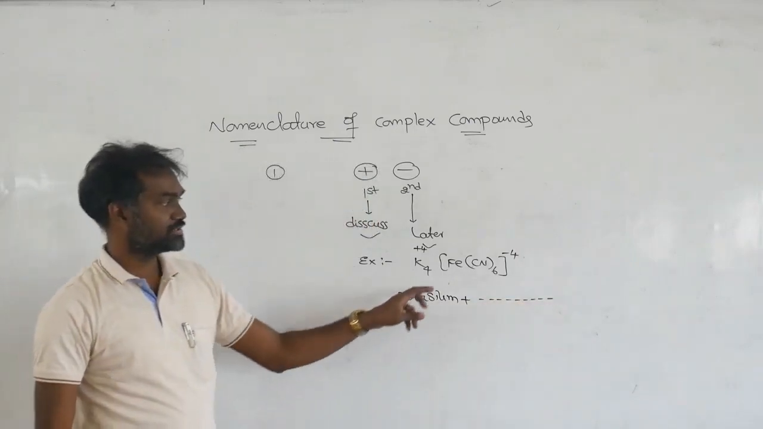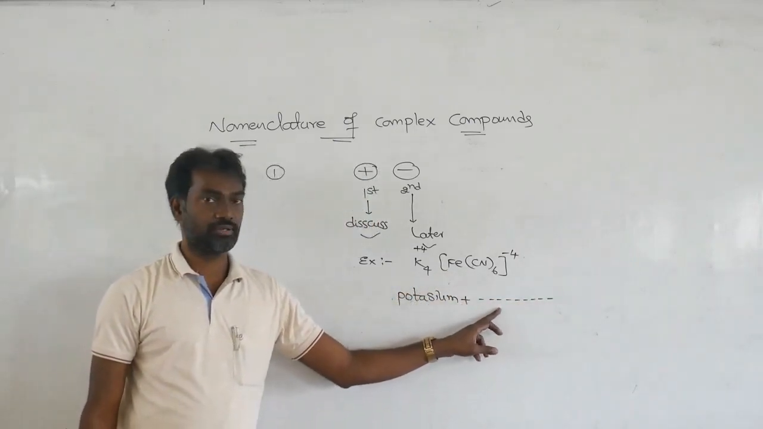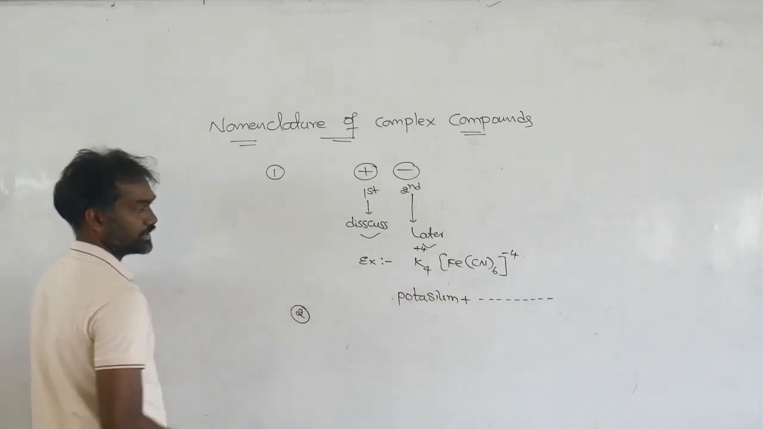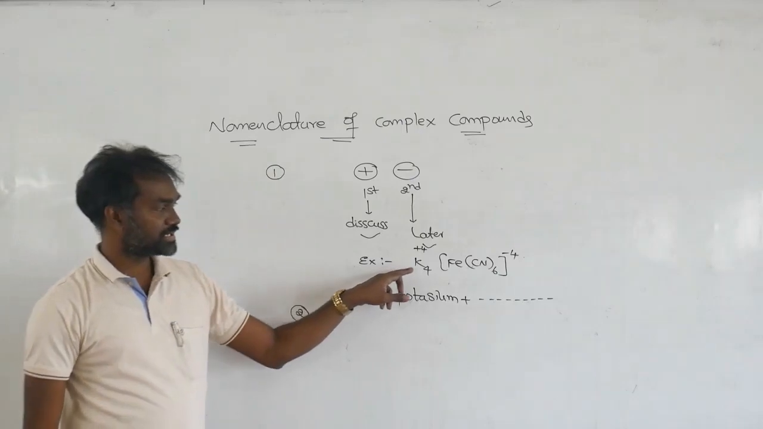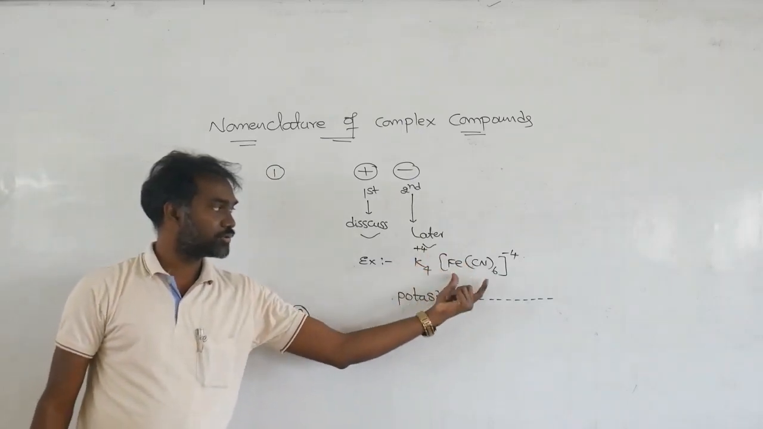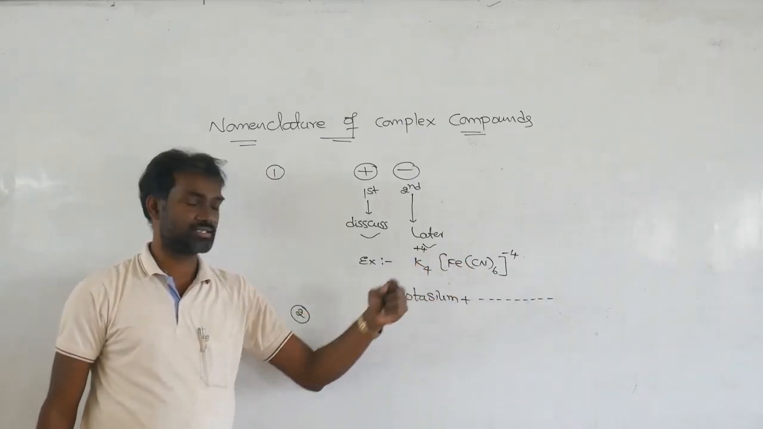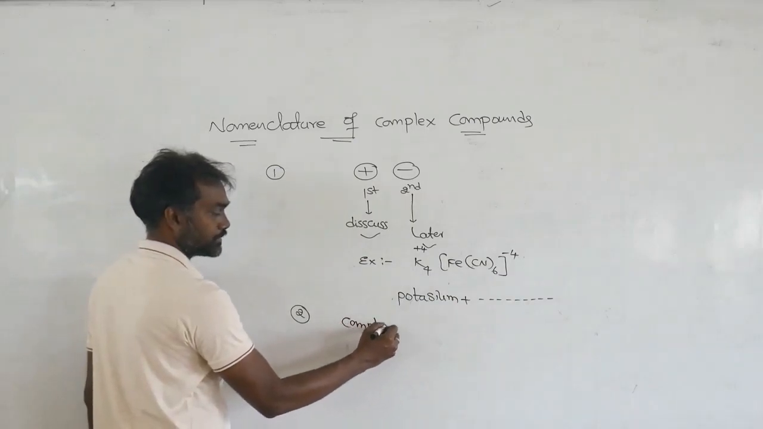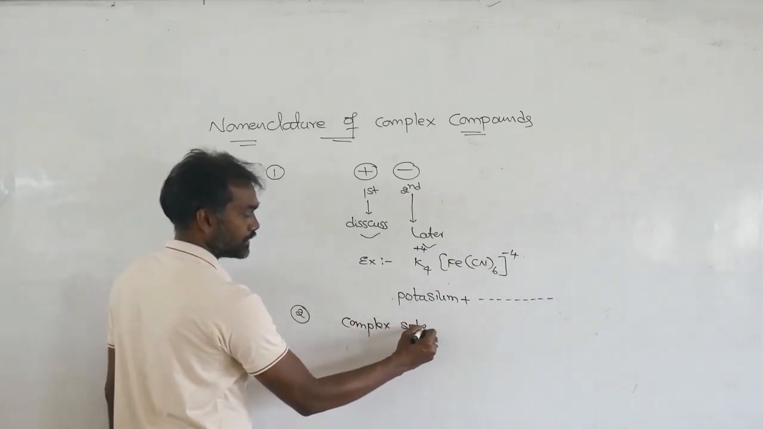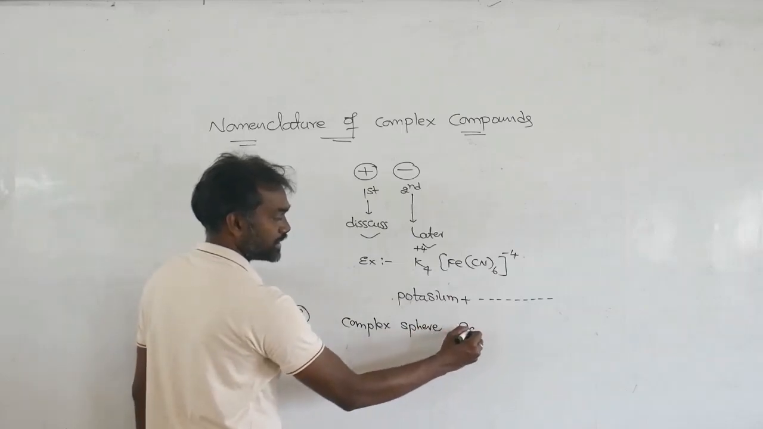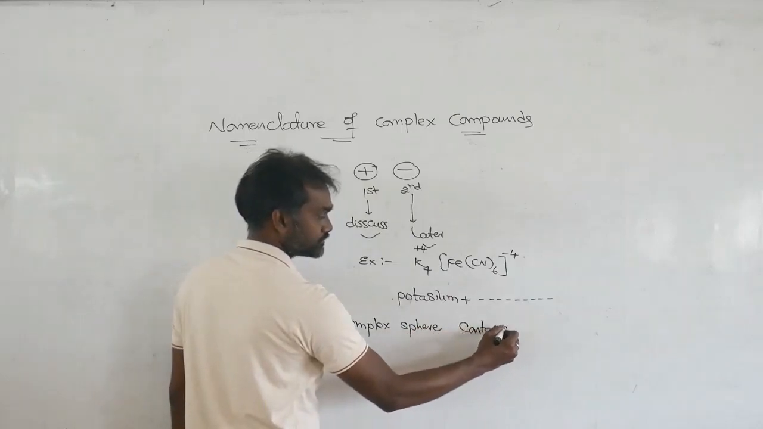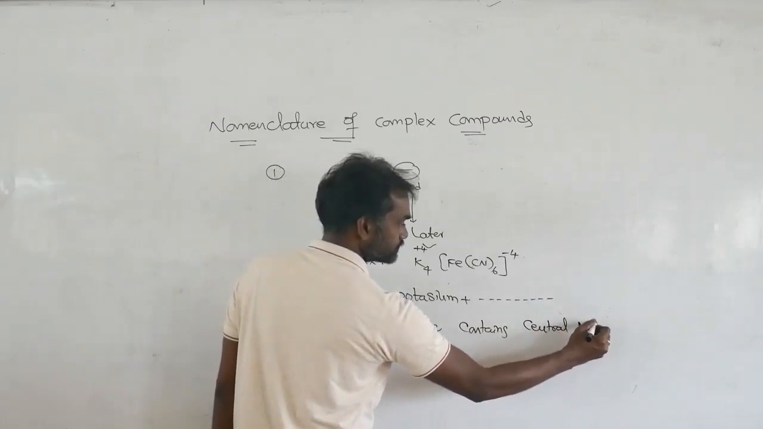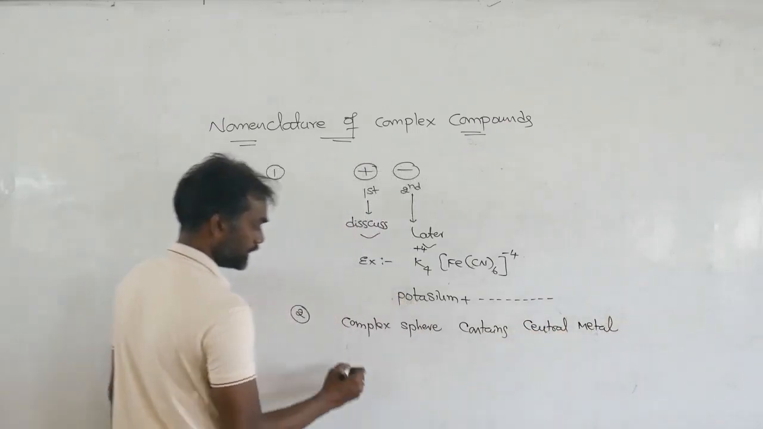Later points we are going to discuss next. Second: first we discuss the positive charge, next the negative. The negative is the complex sphere. The complex sphere contains the central metal and ligands.